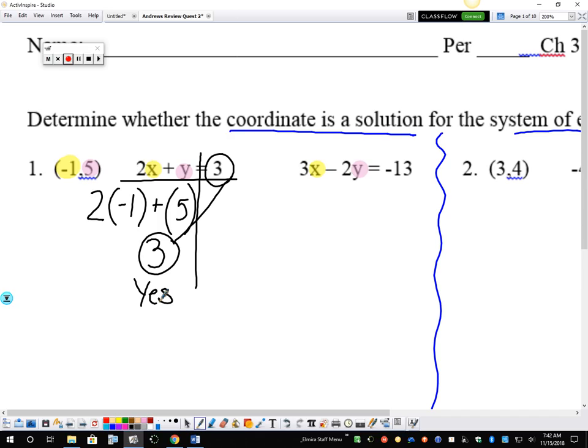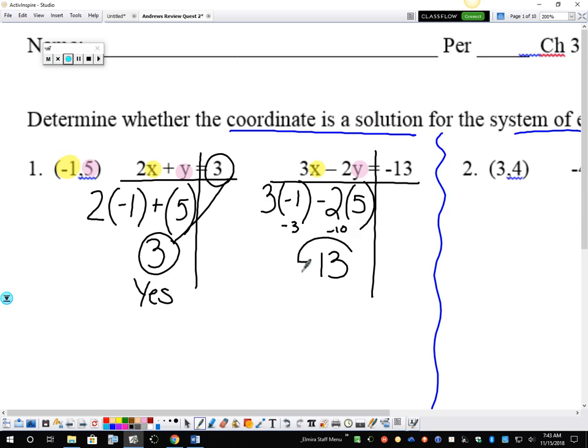But you have to test both. So we'll make another t-chart for the second equation. 3 again times -1 minus 2 times 5, subbing in the 5. Here again, you can use your calculator, or 3 times -1 is -3 minus 10, which is -13. And that's a yes.